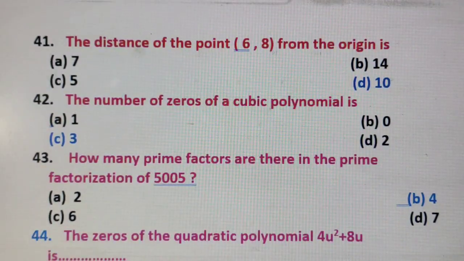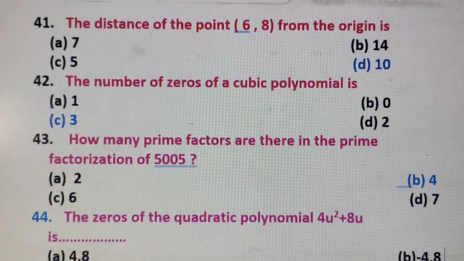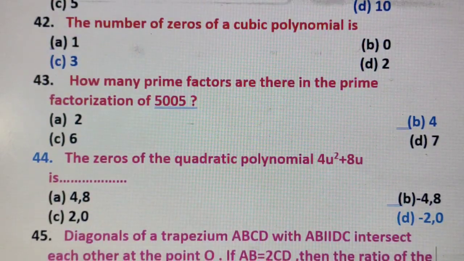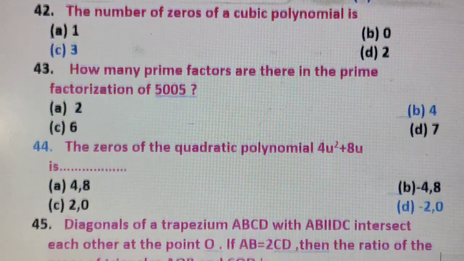How many prime factors are there in the prime factorization of 5005? So we get 5 prime factors. The zeros of the quadratic polynomial 4u square plus 8u minus 2.